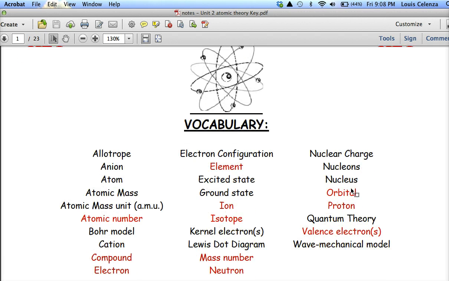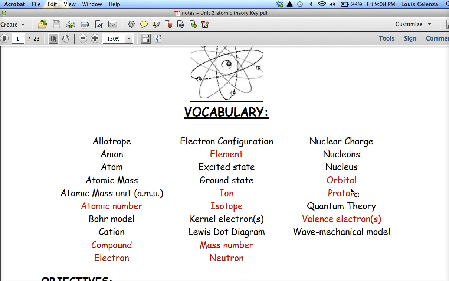You'll see here that there's the vocabulary terms. The ones that are in red are truly the terms that you should know the definitions for. The other terms are not really things that you need to know a definition for, but they are definitely concepts that you should understand as we go through this.